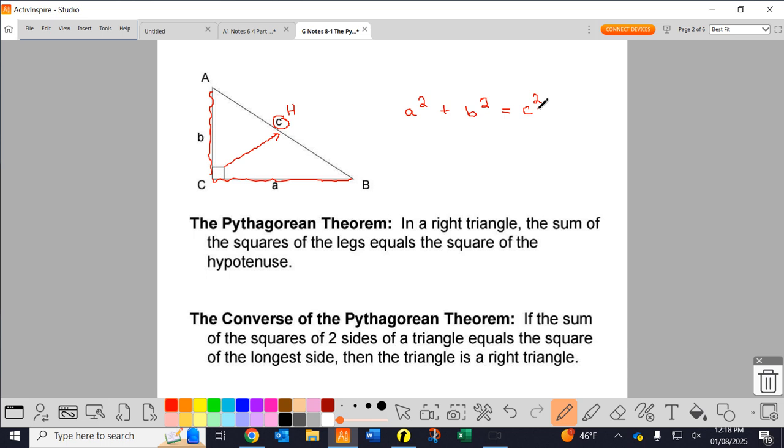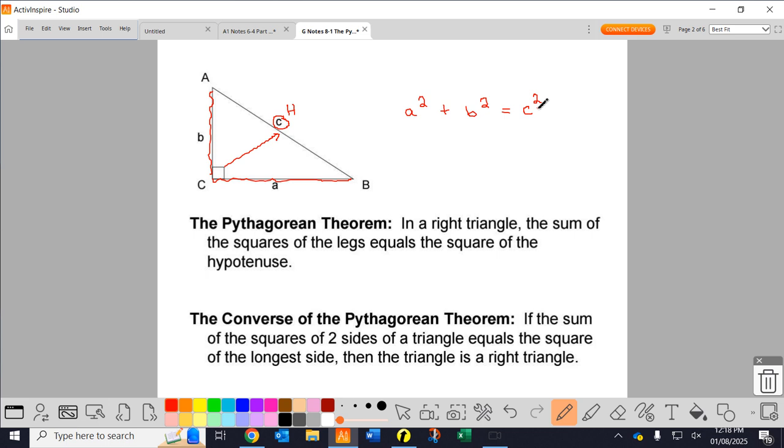The Pythagorean theorem states in words the same thing that we've written there. In a right triangle, the sum of the squares of the legs equals the square of the hypotenuse. Basically, if it's a right triangle, the Pythagorean theorem will make it so that the two sides are equal to each other. It also says the converse, which is if the two sides are equal to each other, then it will be a right triangle. Okay? You're going to be asked to decide if things are right triangles in a second.